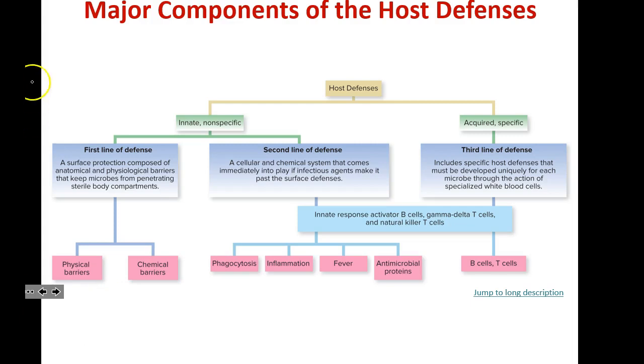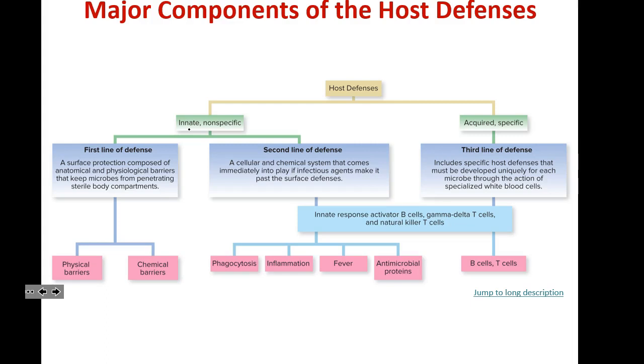I like this chart. It specifically tells you about each line of defense. The first and second lines of defense are innate. What does innate mean? Natural ability, inborn. It's in you, it's innate. And non-specific. That's the first and second. But the third line of defense is acquired and it is specific.